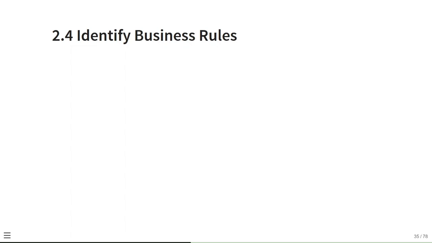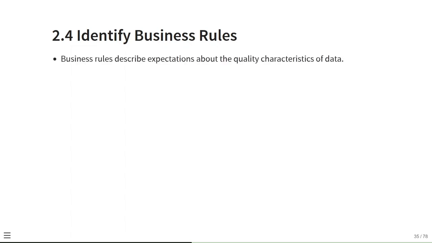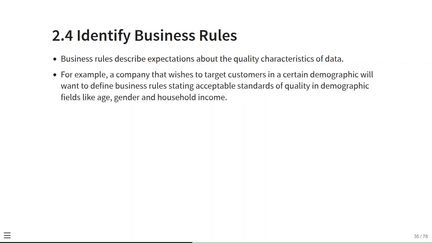Identify business rules. Business rules describe expectations about the quality characteristics of data. For example, a company that wishes to target customers in a certain demographic will want to define business rules stating acceptable standards of quality in demographic fields like age, gender, and household income.